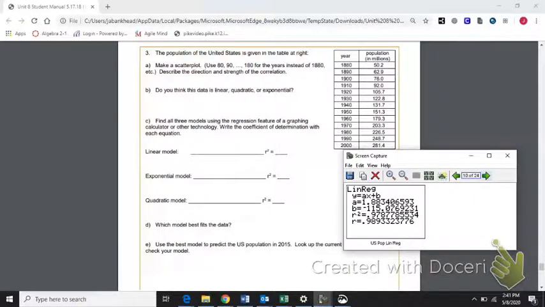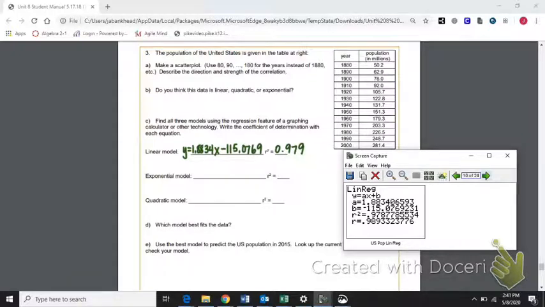Here we have our linear regression model. Notice when we get that equation from the calculator, it doesn't just put it all together for us. We have to substitute the values in. Notice also here we have both an R squared and an R for linear regression. That R squared is our coefficient of determination that we're going to be comparing with the other models. And the R is our correlation coefficient, showing us the strength and direction of our correlation.